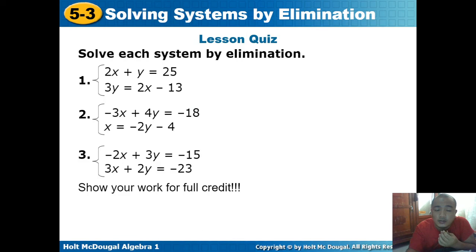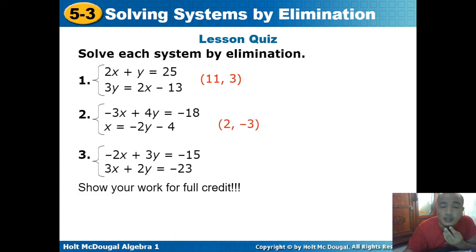So for your quiz, answer numbers 1, 2, and 3. Show your work for full credit. So complete solution for numbers 1, 2, and 3. Solve each system by elimination method. So you can screenshot this part. And I will give now the answer, only the solution. Only the solution is needed.